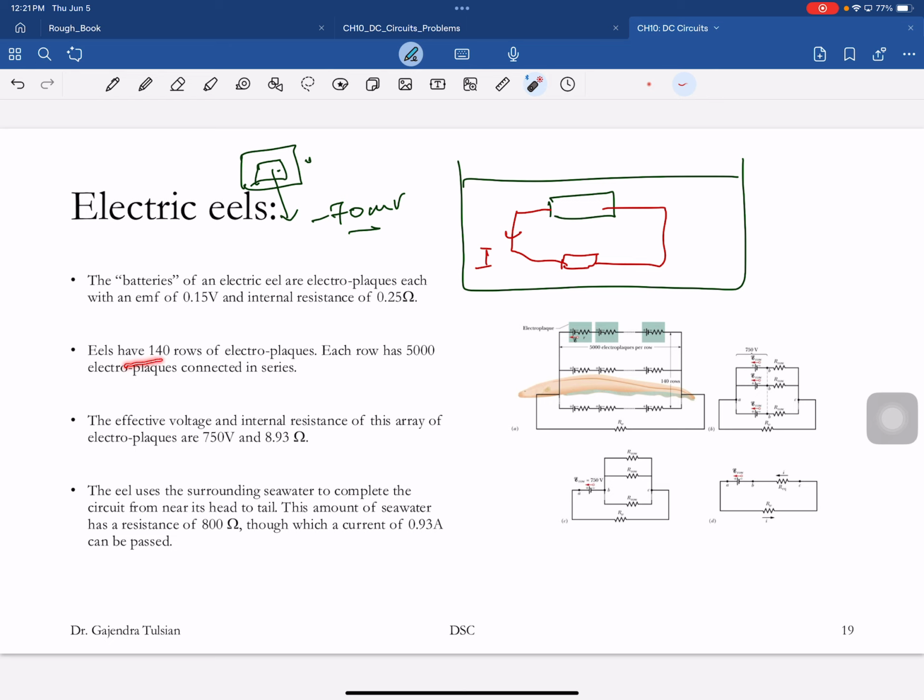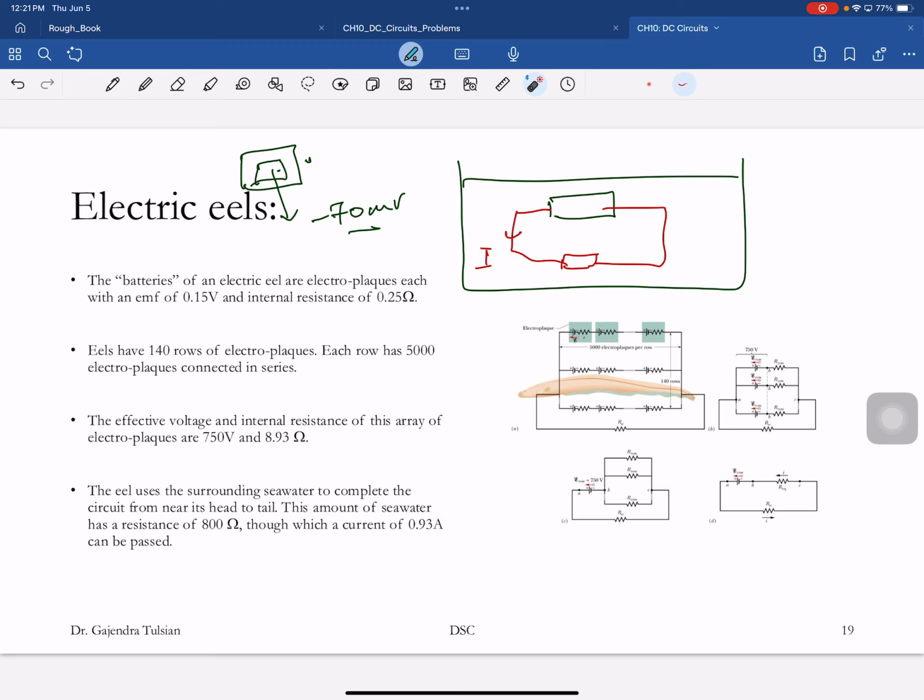Okay. Eels have 140 rows of electroplaques. These are the specialized cells, specialized battery. Each row has 5,000 electroplaques, 5,000 of these cells. So 0.15 volt times 5,000 of them, that adds up to 750 volts. So that's 750 volts, and there's 140 rows of those. That's a lot of batteries. And that's sending a current of 1 amp.